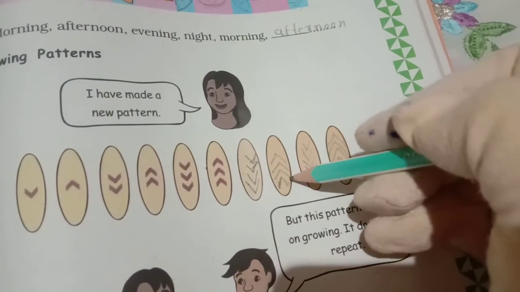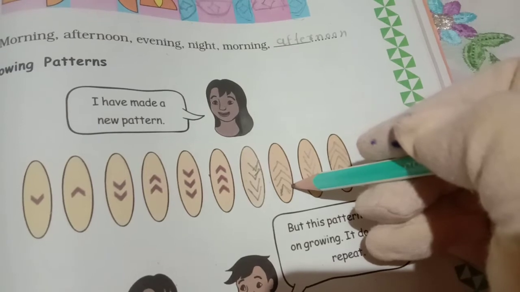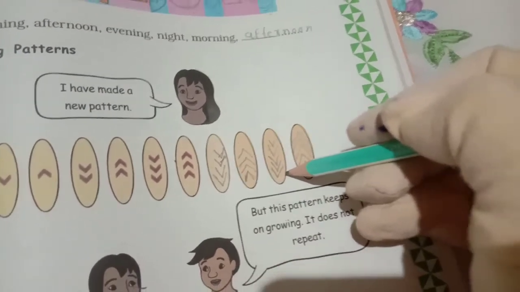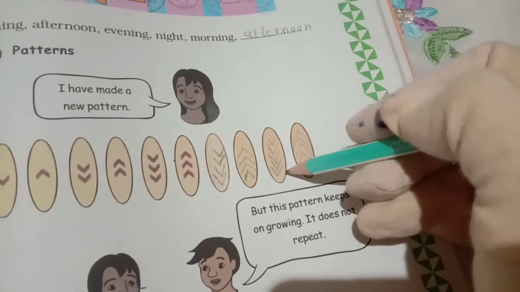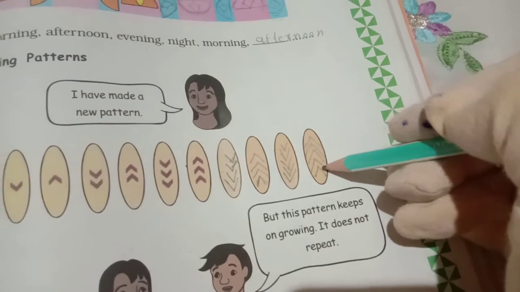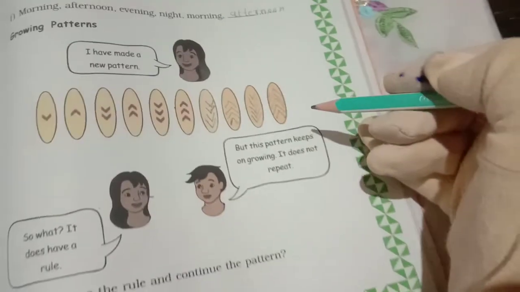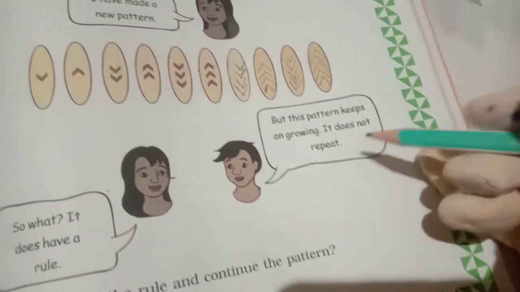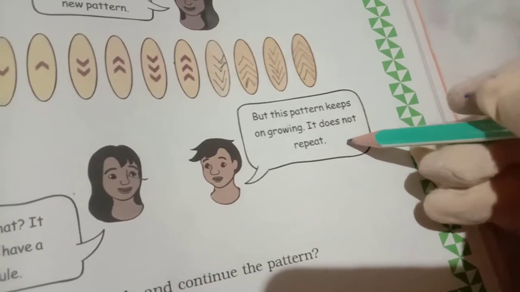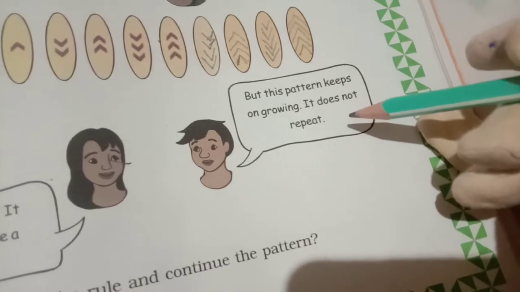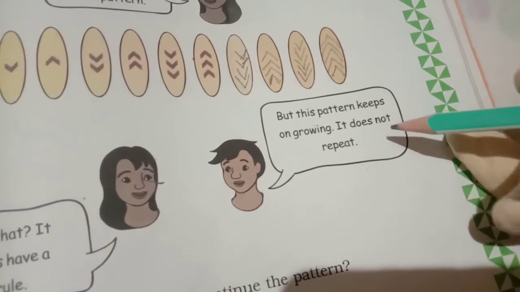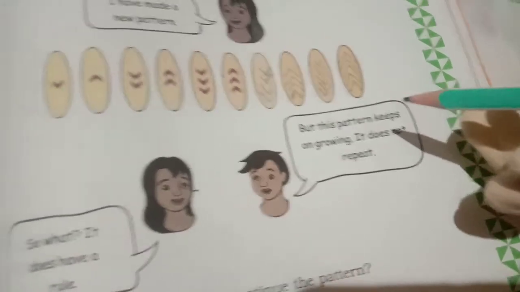Okay, four arrows in upward side. Then next, 5 arrows we have to see upward side, and 6 arrows we have to see downward side. So this pattern keeps on growing, it does not repeat. Okay, so this pattern we have to see, it grows up, and it does not repeat.